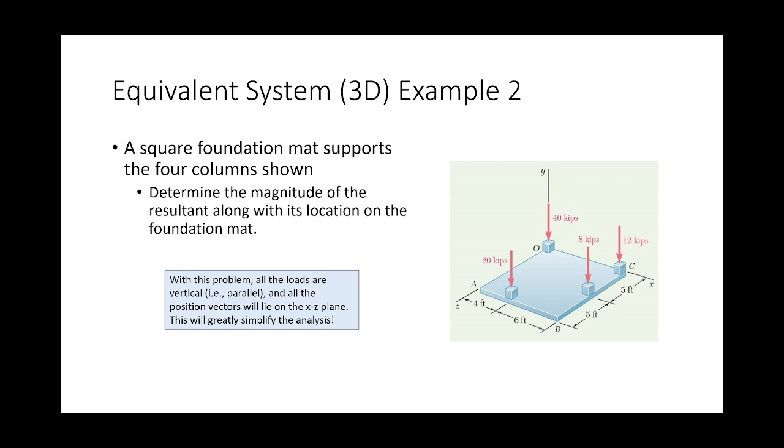Let's say this foundation is holding up some columns in a building, and the columns are pushing down with a series of loads. We have 40 kips, 12 kips, 8 kips, and 10 kips. We want to determine the magnitude and the location of the resultant on this mat. The idea is that if I were to take these loads and represent them with just a single load, where do I put it on this mat such that it meets both force and moment equivalency?